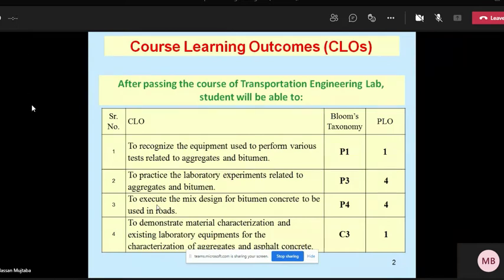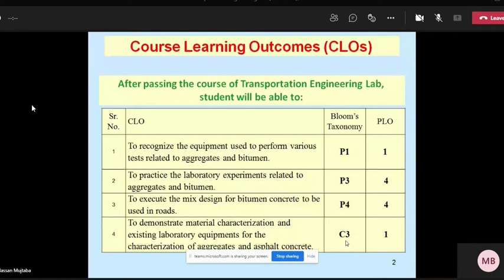Like I say, okay, these are the aggregates, please tell me whether they are fit to be used in road construction or not. So what you are going to do, you are going to carry out the various tests. Remember this question about it. At the end, once I have briefed all the experiments, then we will talk about how to characterize the aggregate or the asphalt concrete. So these are the various CLOs. Three belong to your psychomotor and one belongs to the cognitive domain.